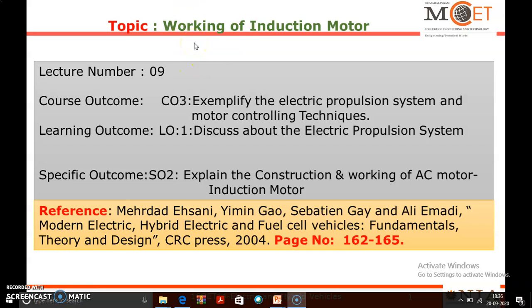In last class, we discussed the constructional parts of an induction motor. In today's class, we are going to see the working of an induction motor, which comes under course outcome 3, to exemplify the electric propulsion system and motor controlling techniques, under which learning outcome 1 is to discuss the electric propulsion system, under which specific outcome 2 is to explain the construction and working of an AC motor, that is, the induction type motor.